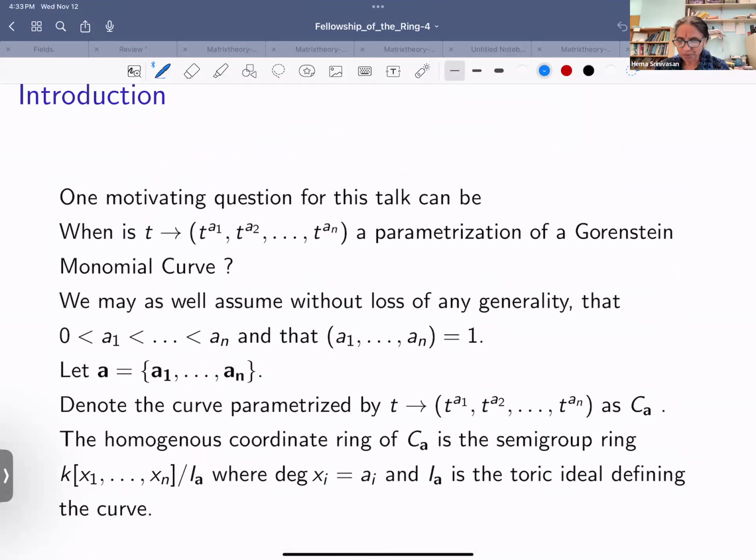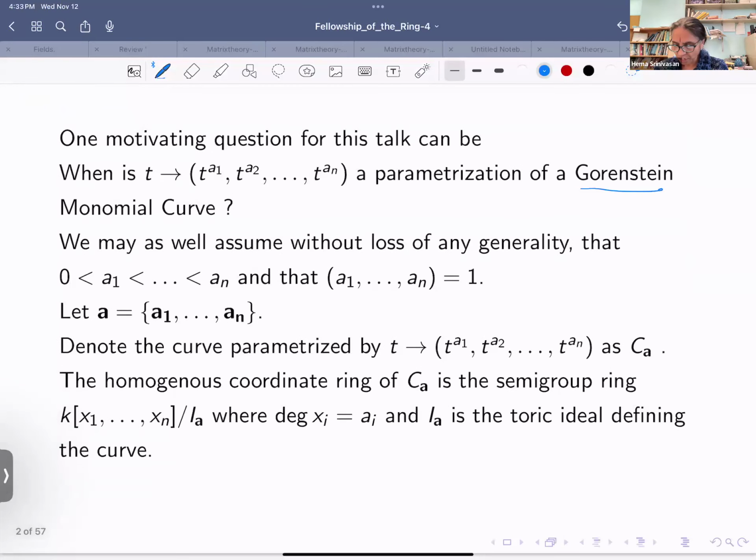I put this down, even though it is not going to be so much of the talk in the beginning. One question is, if you have a curve going from t to the a1, t to the a2, t to the an, when is this a parameterization of a Gorenstein monomial curve? This is a motivation question. We may as well assume, without loss of generality, that these numbers a1, a2, an are relatively prime, because I could just divide out by the common factor.